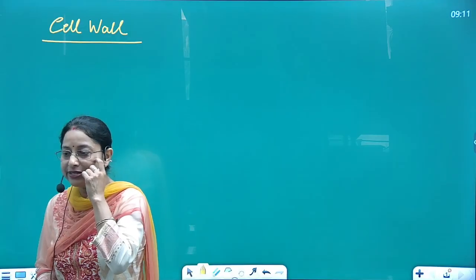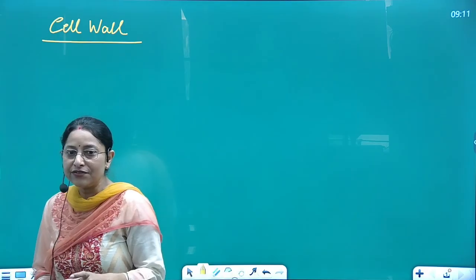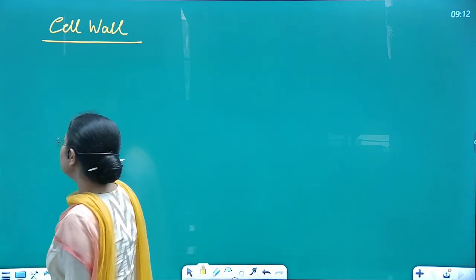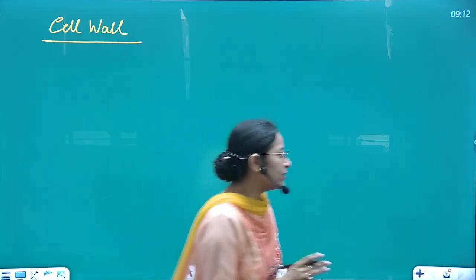As far as the capsule is concerned, not necessarily each and every bacteria would have a capsule. Instead of a capsule, they might have the slime layer also, right? So we have already completed the discussion about the capsule and the cell membrane, so we'll be talking about the cell wall.